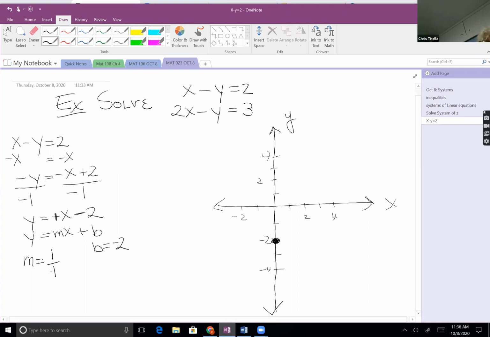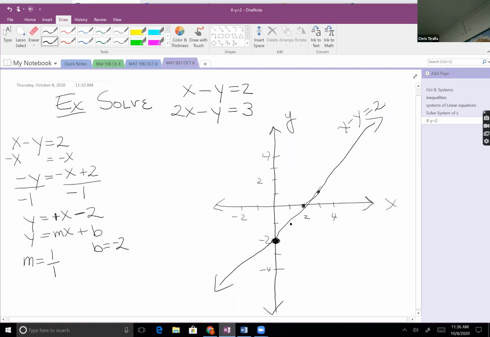And because it's positive, it tells me I'm going to go up 1 over 1, up 1 over 1, up 1 over 1. I do that a few times just because I'm not real good at drawing a straight line. So hopefully the more points I have, the better my line will be. And so this is that first line, x minus y equals 2.